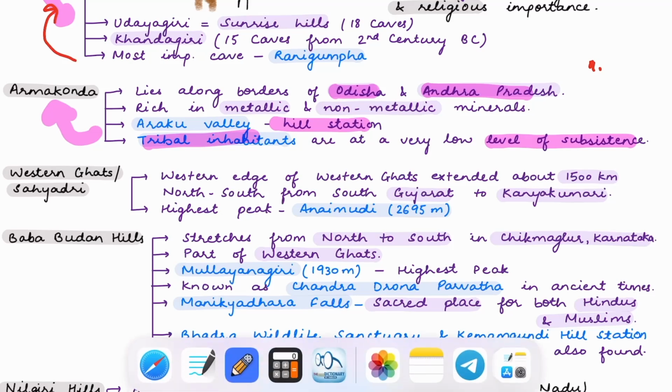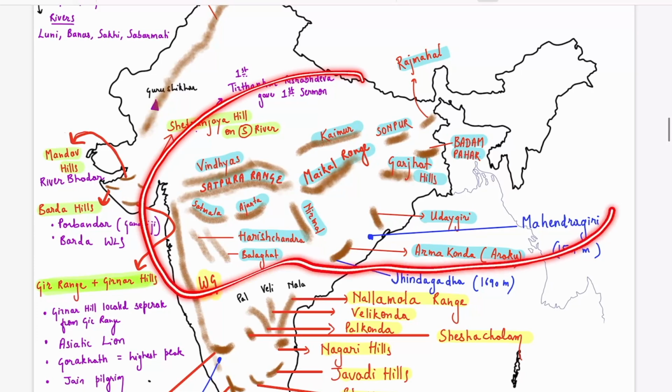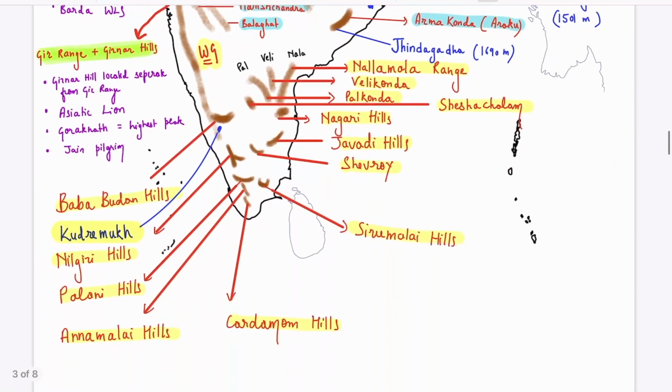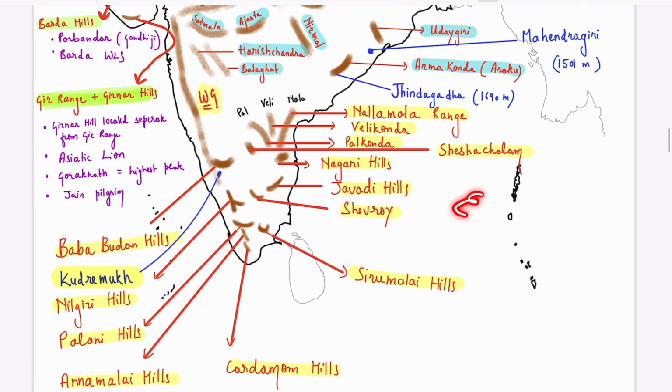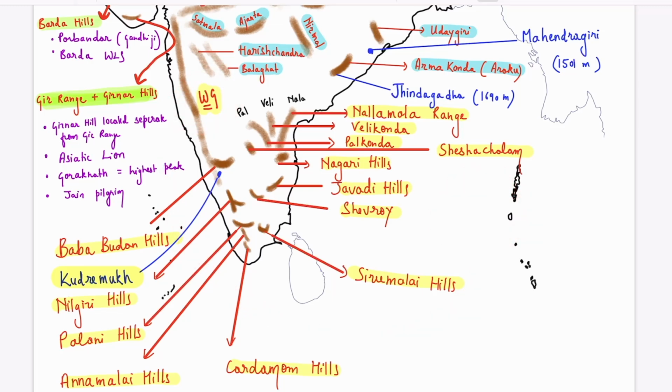So these are the major ranges in this particular pocket. Before going towards the Eastern Ghats, I will be covering the Western Ghats first, in South India, and then we'll go towards the Eastern Ghats.